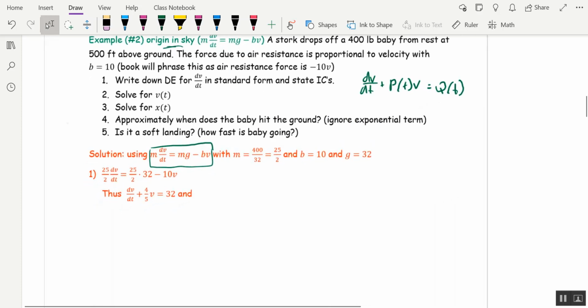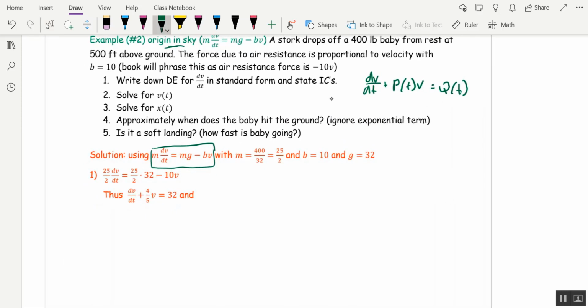I went ahead and started this for us because there's no reason for you to see me do arithmetic. I put in 2/25 for m into this equation. I put in b is 10. And I put in g is 32. Then I multiplied both sides by 2/25 and put it in the correct format, dv/dt plus P(t)v is Q(t). And now the only thing left to do in part one is state the initial conditions.